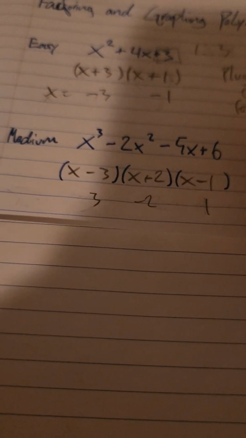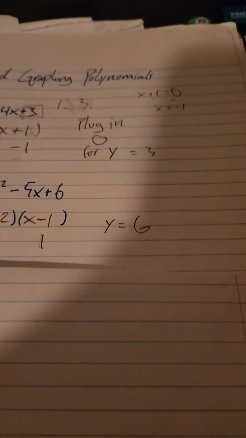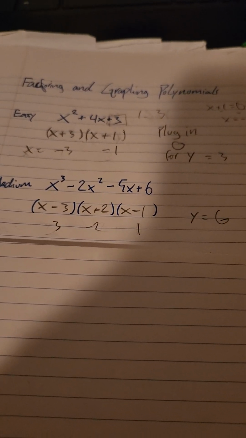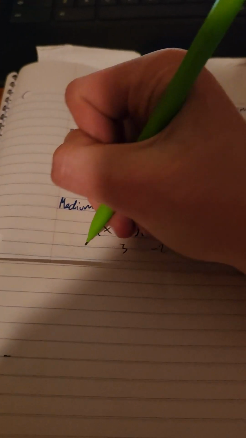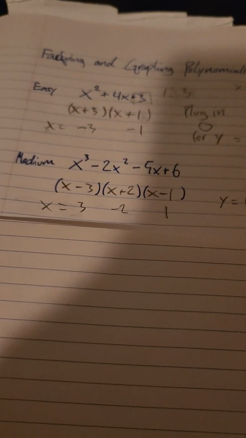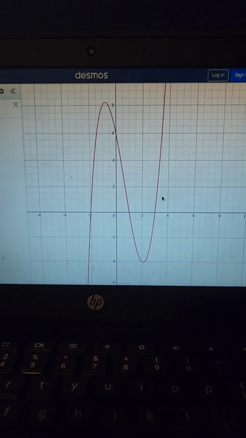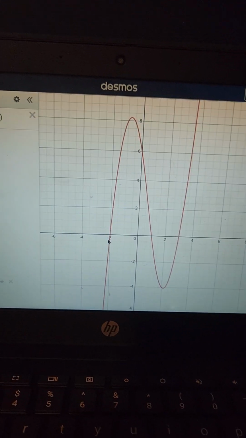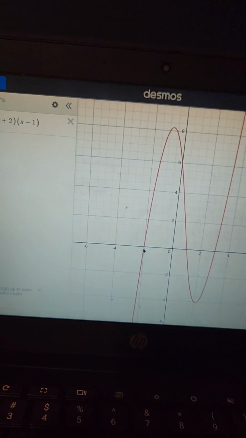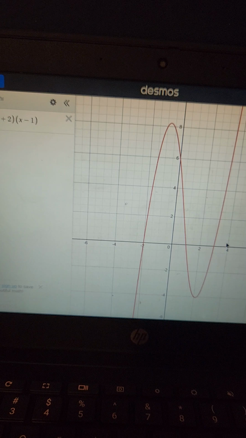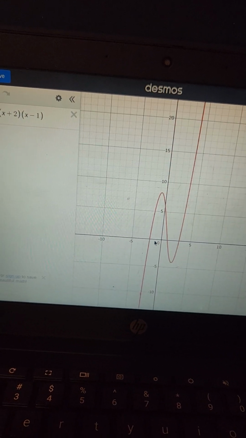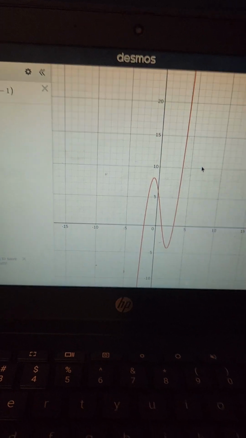And the y-intercept is 6. And then you just put that on your graph. That's your x-intercepts, that's your y-intercept, and this is what it would look like. This is all of your intercepts, your x-intercepts, and it creates this line right there.